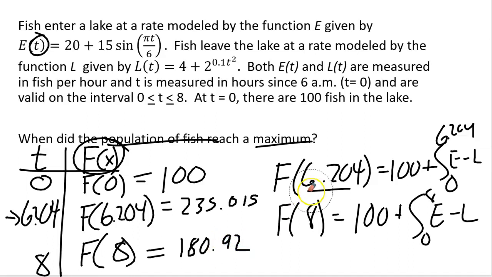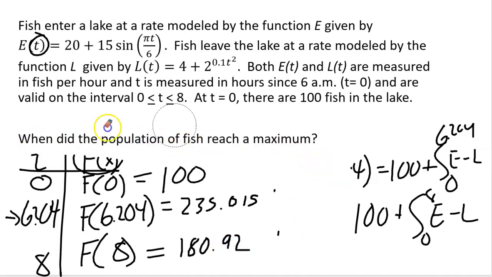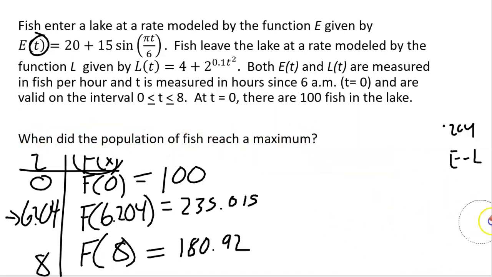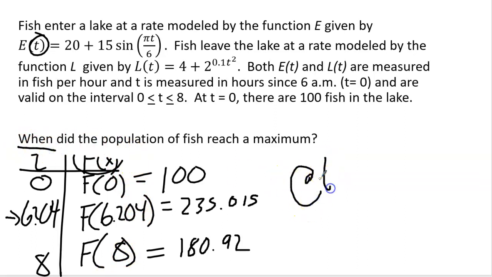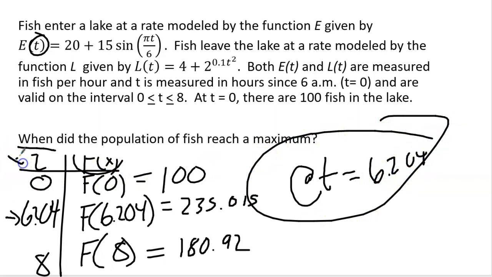Now for these questions, you do have to pay very close attention to what they're actually asking. Are they asking what the maximum number of fish is? Are they asking for the time when we reach the maximum number of fish? Or are they asking for both? In this question, they're just asking the time. So we would say the answer is at t equals 6.204. And this over here counts as your work. Okay, that's all you really need to show on these.